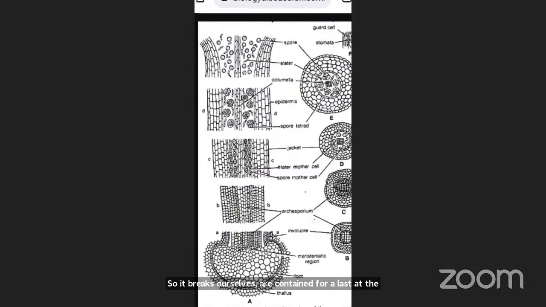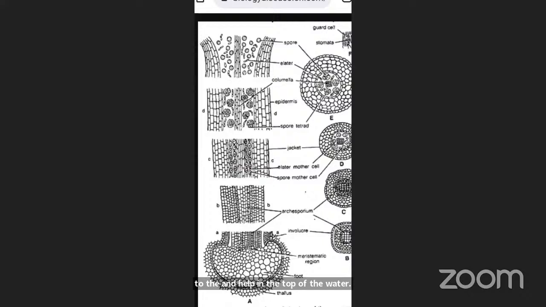At the apical regions, the capsule splits with the vertical growth. Centrally, the columella is the central core. It is sterile tissue, narrow, elongated, continuous from the base to the tip of the capsule. The columella gives mechanical strength to the capsule and helps in the transport of water to the spores.